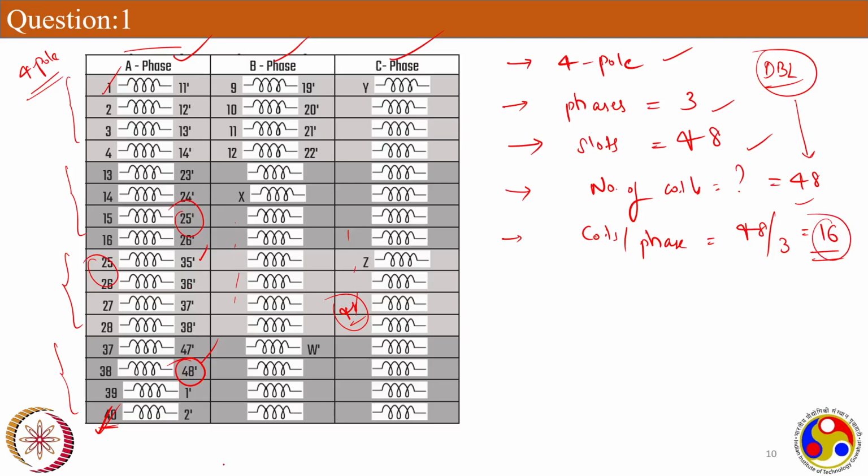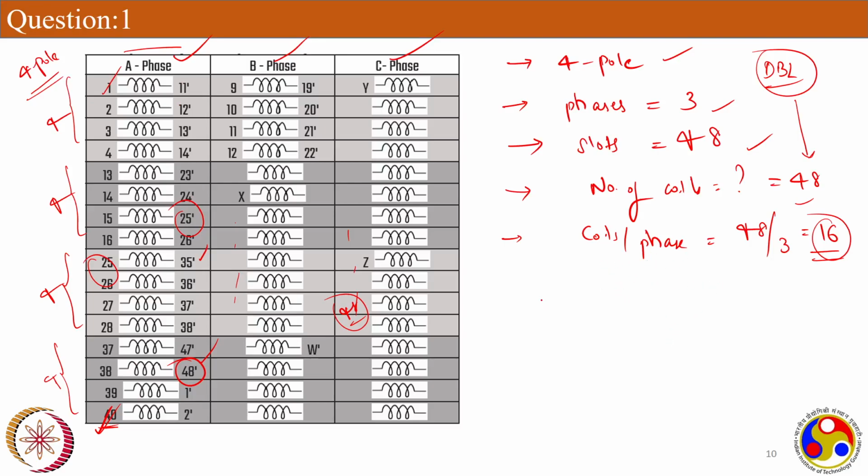Are they tallying with the diagram? You can also cross check it. See, these are 4, these are 4, these are 4, these are 4. So total there are 16 coils on this side. So yeah, it is tallying. Coils per phase are 16.